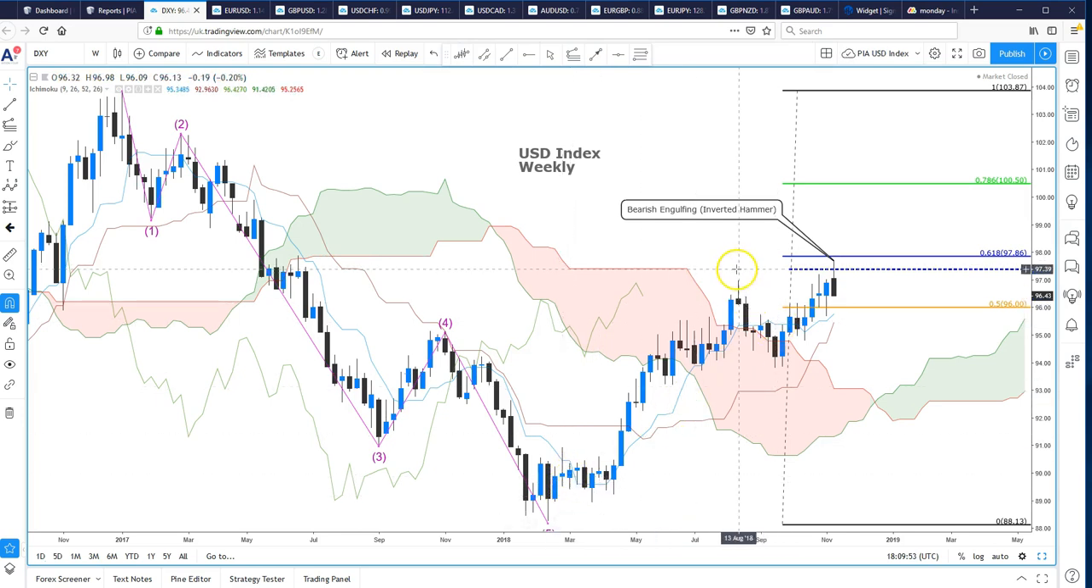We had a Fibonacci confluence area, 97.39 to 97.86. We made a high of 97.69. We've now got a reversal formation on the dollar index. We've got a bearish engulfing candle on the weekly chart. It could also be seen as an inverted hammer, which is often seen at the top of a trend. There's another one here. Okay, so our bias for the dollar has flipped to the downside.